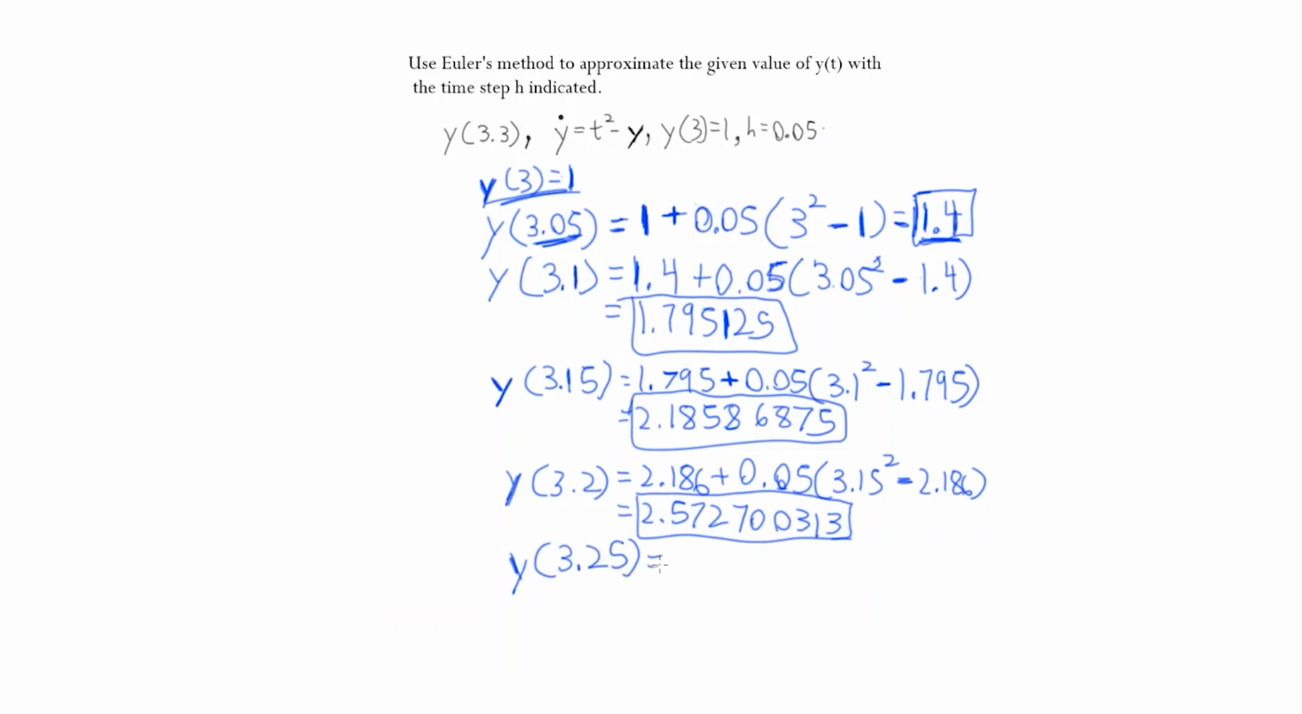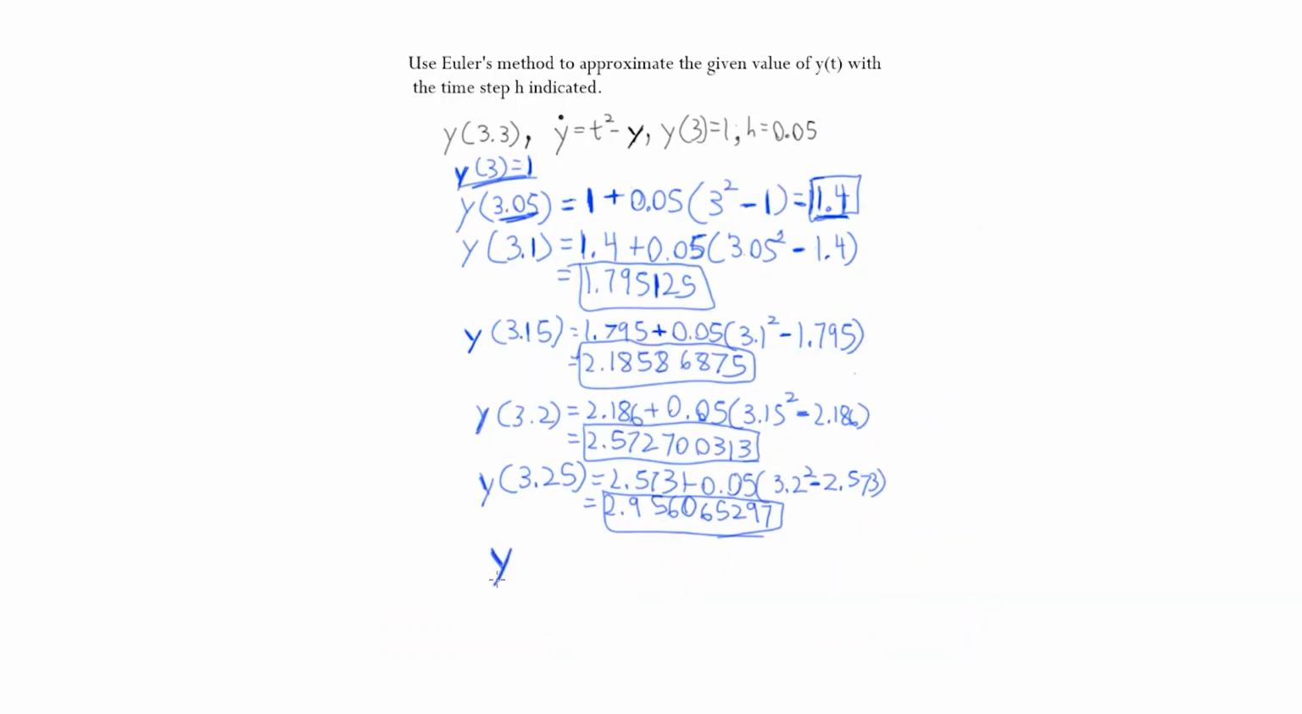Okay, and next we will go over to 3.25, because we're adding 0.05 once again, and 2.573 plus 0.05 multiplied by 3.2 squared minus 2.573. Plug that back into the calculator: answer plus 0.05 multiplied by 3.2 squared minus answer is equal to 2.956065297.